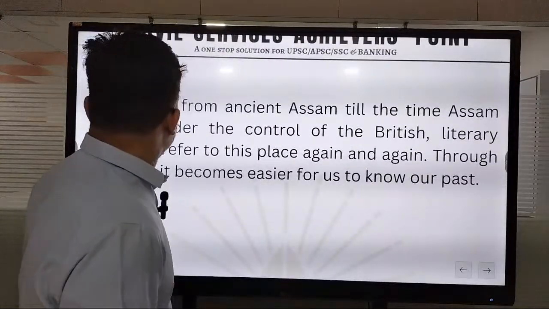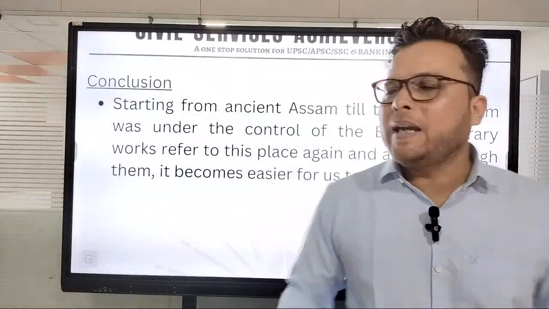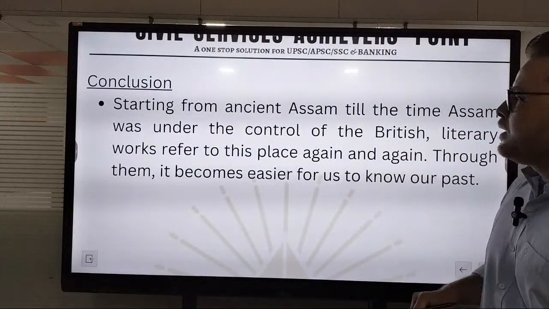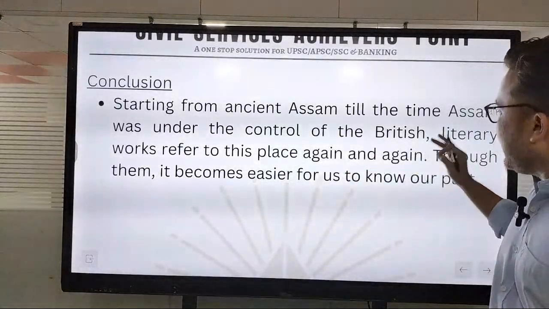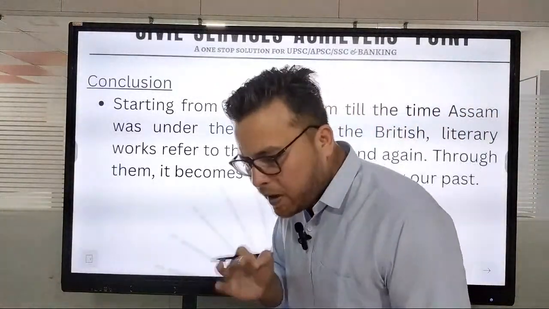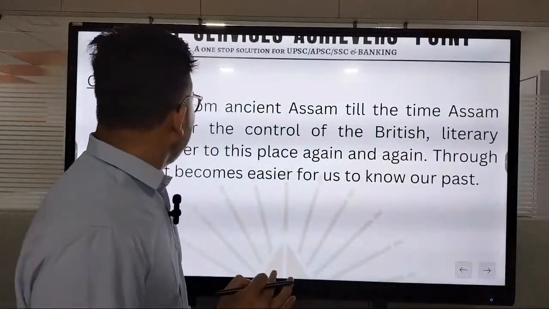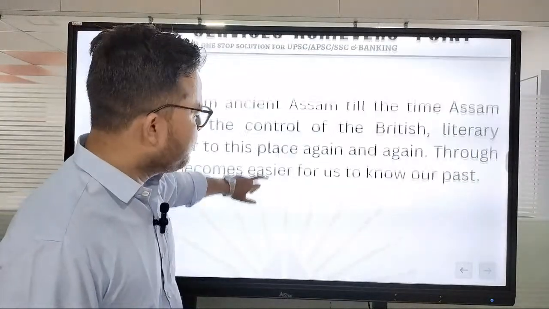Now in conclusion, we can say that starting from ancient Assam, till the time Assam came under the control of the British, literary works refer to this place again and again. That means Assam has been an important place ever since antiquity. Through them, it becomes easier for us to know our past.